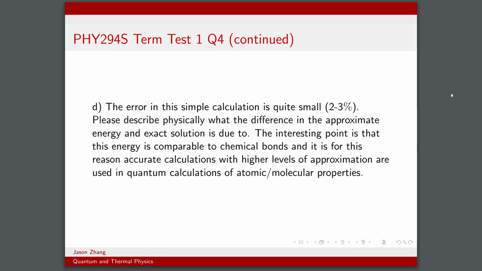And finally, part D, the error in this simple calculation is quite small, 2 to 3%. Please describe physically what the difference in the approximate energy and exact solution is due to. The interesting point is that this energy is comparable to chemical bonds, and it is for this reason accurate calculations with higher levels of approximation are used in quantum calculations of atomic/molecular properties.